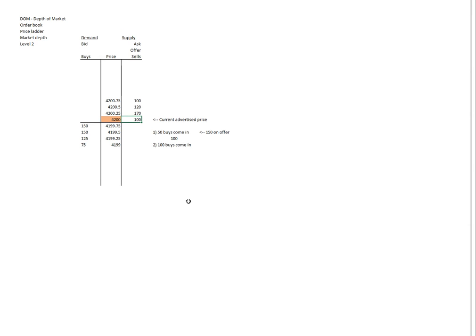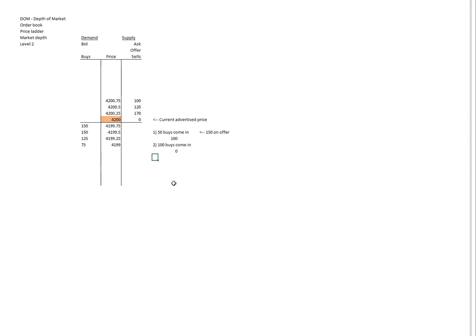This 100 up here goes to 0. Why? Because we had 150, 50 were taken out, we had a balance of 100 here, 100 came in, and now we've got a balance of 0. What we have now is that we've taken out, or swept, the entire 4,200 price.